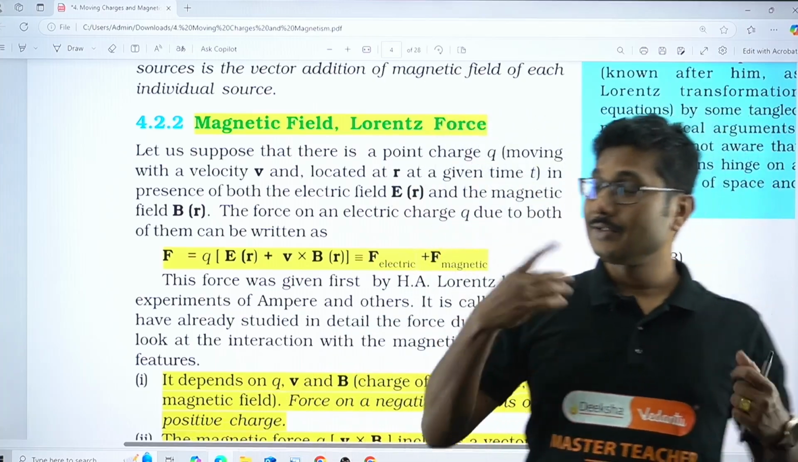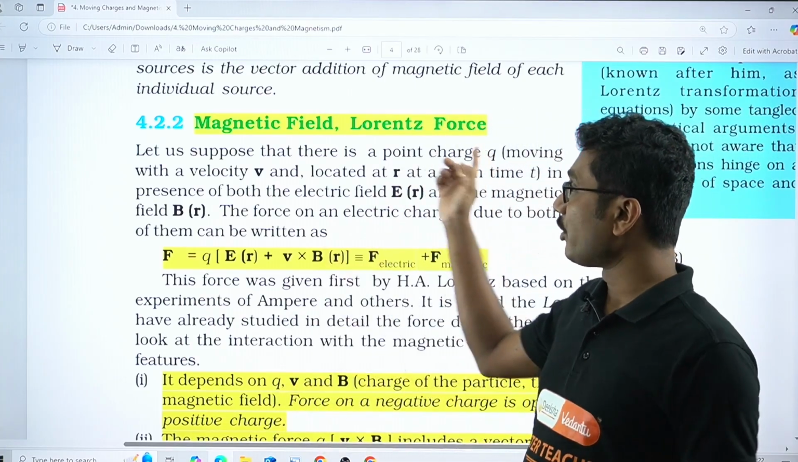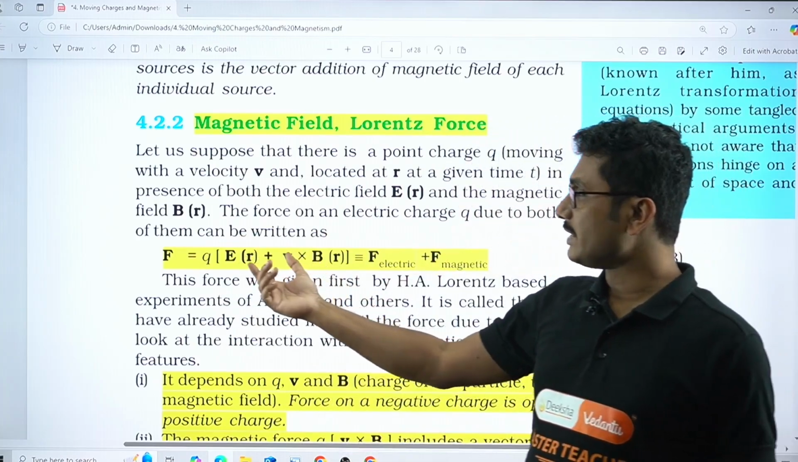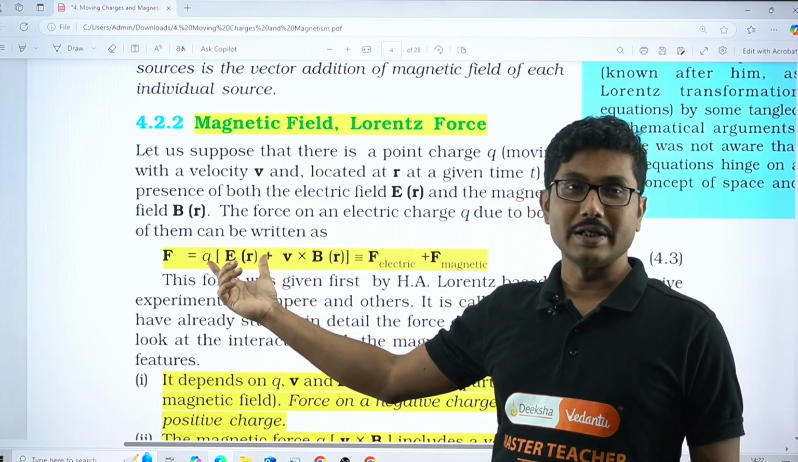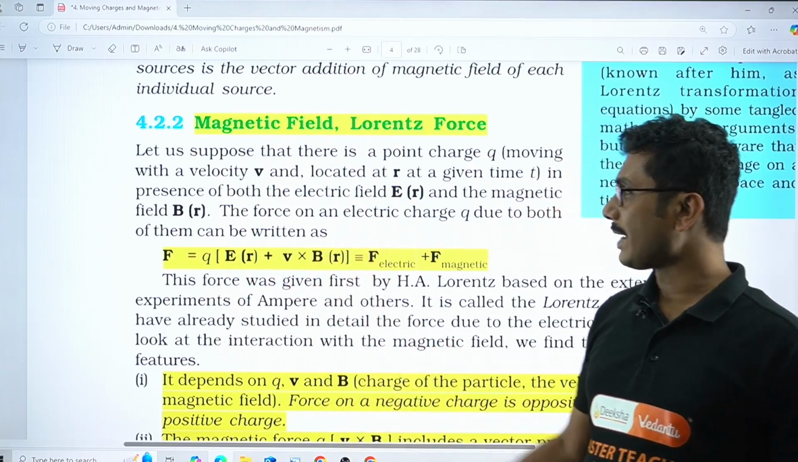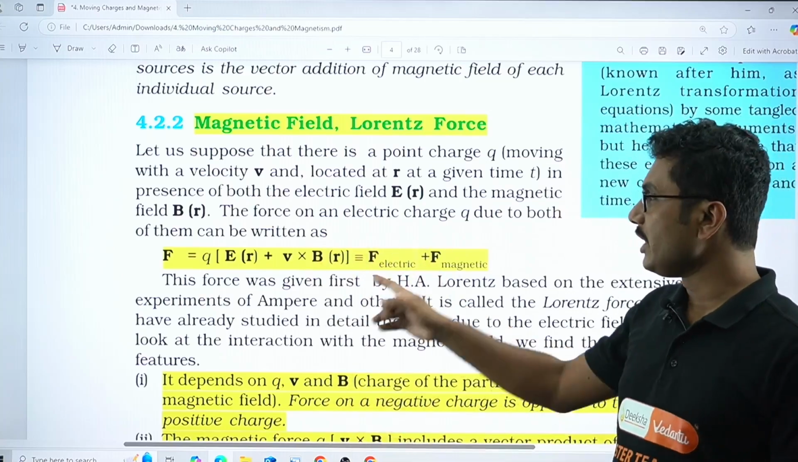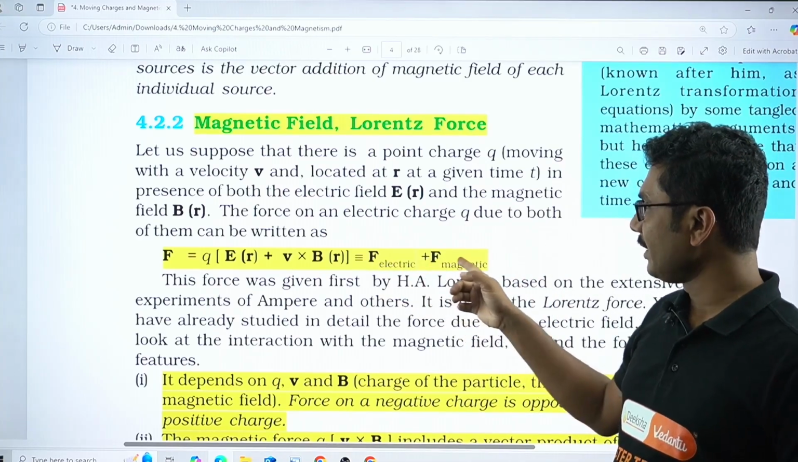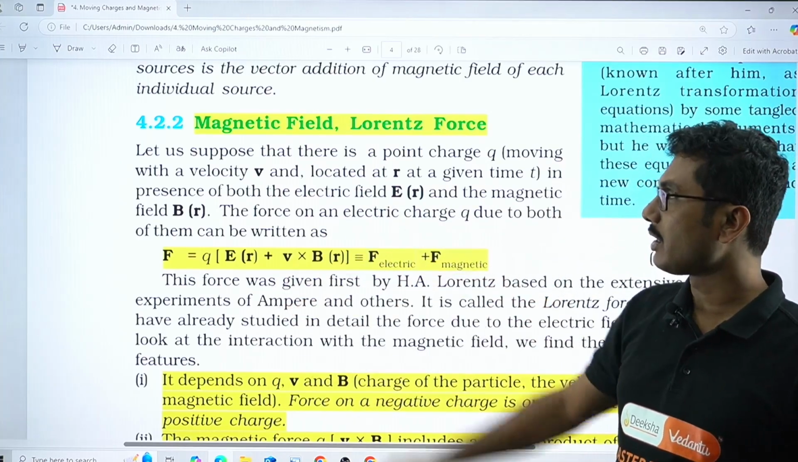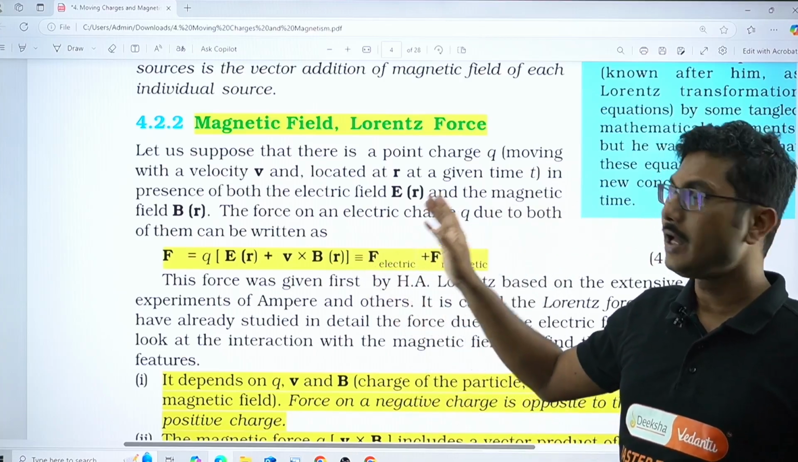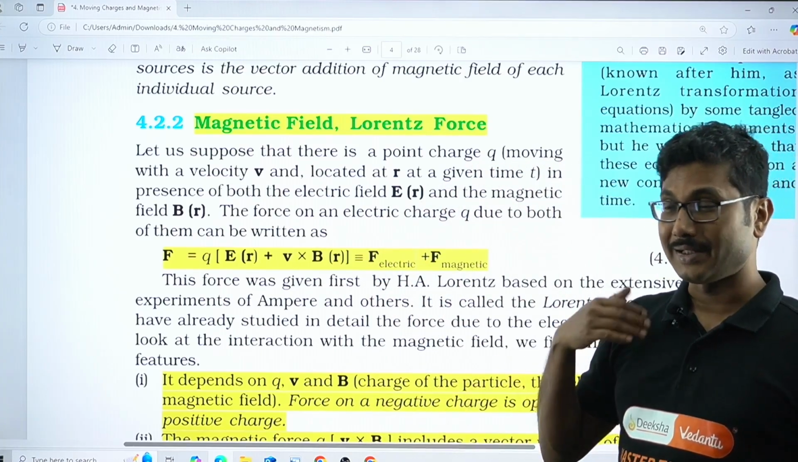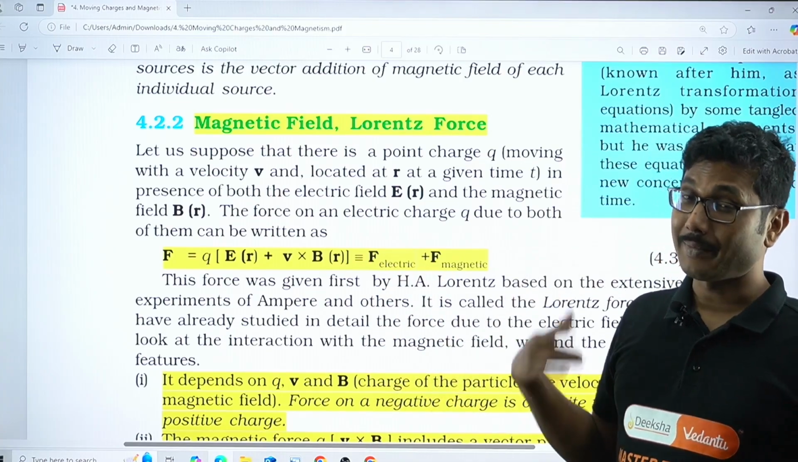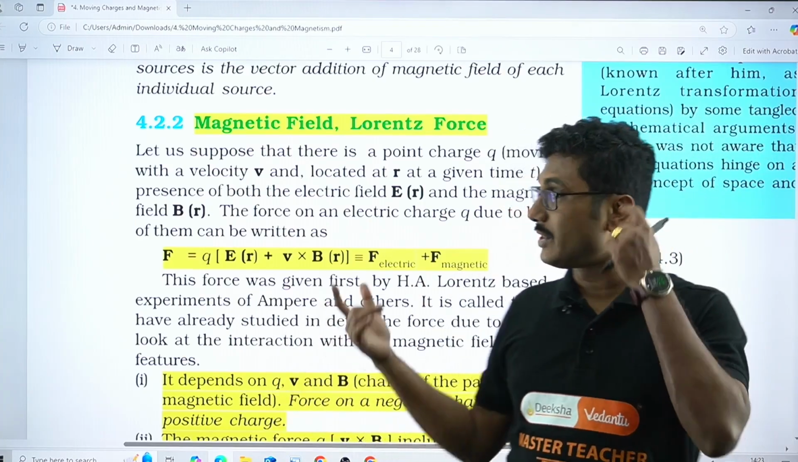What is going to happen to the charge has been answered by Lorentz, and that force is called the Lorentz force. Lorentz force has two terms. One is the electric field term, the force due to the electric field. The other is the force due to the magnetic field, Q V cross B. This is F electric plus F magnetic, the total force acting on a charge, and this form is very, very important. They will ask what is Lorentz force, and you have to explain the terms. Q is the charge moving in the presence of electric and magnetic field, then it will experience a force. That force is given by the Lorentz force.